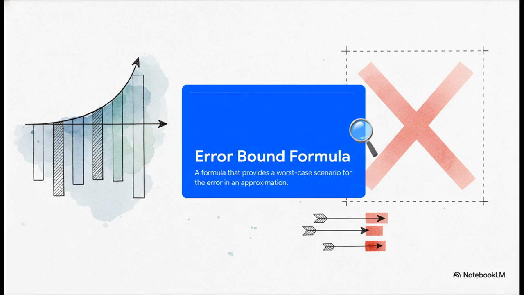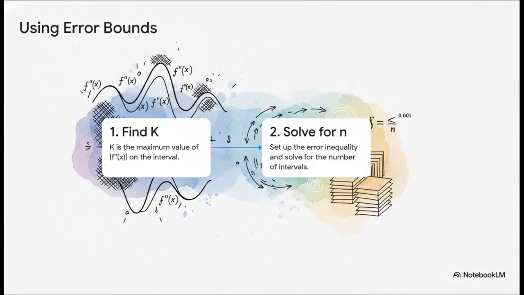Now, what's really important to understand is that this formula doesn't tell you exactly what your error will be. Instead, it gives you a guarantee. It calculates a worst-case scenario, a ceiling for your error. It tells you, no matter what, your actual error is guaranteed to be less than this number. So how do you use it? It's basically a two-step dance.